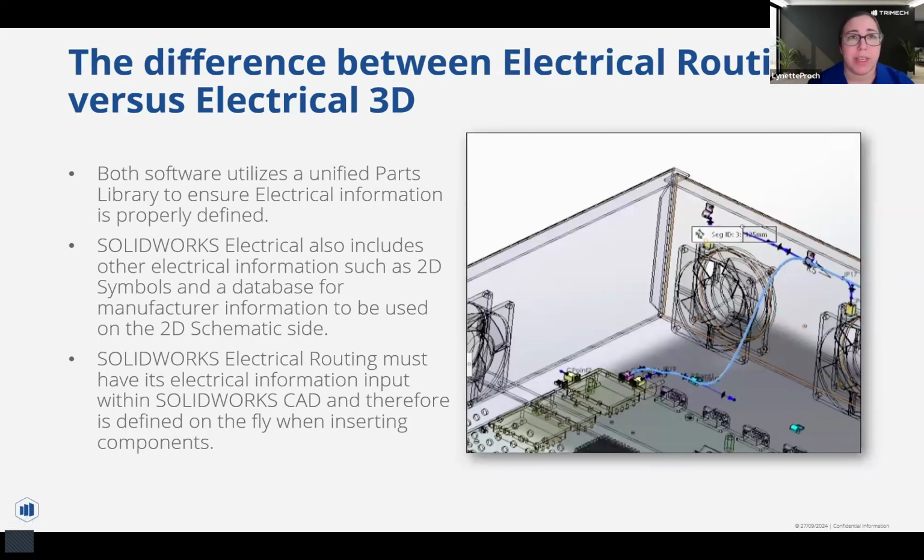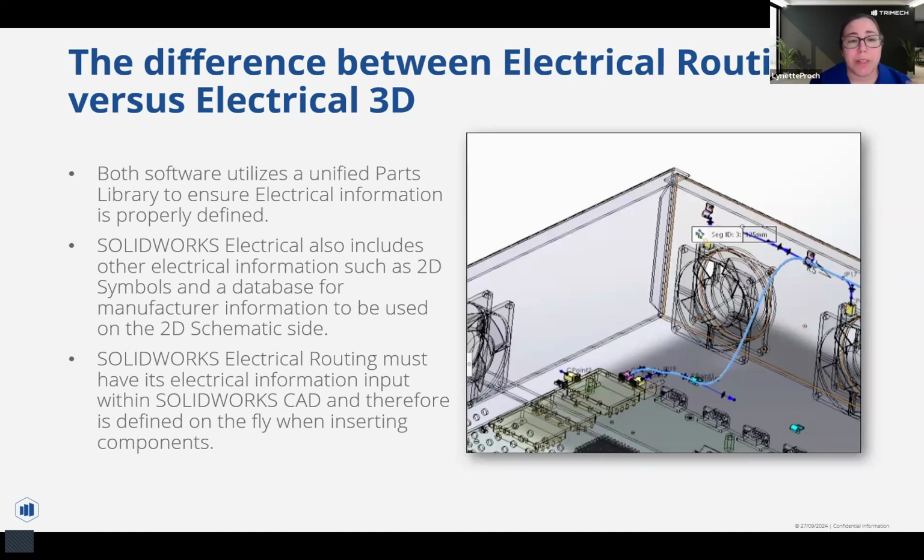Now, when we talk about the electrical side of it, we also have something called electrical 2D and electrical 3D in SolidWorks. So a big question is always, okay, what's the difference? Why might I need SolidWorks routing versus SolidWorks electrical? When we're talking about SolidWorks electrical and SolidWorks routing, they're both going to use a parts library. So we're going to talk about the library. I'm going to open it up and show you around it. So they both use libraries.